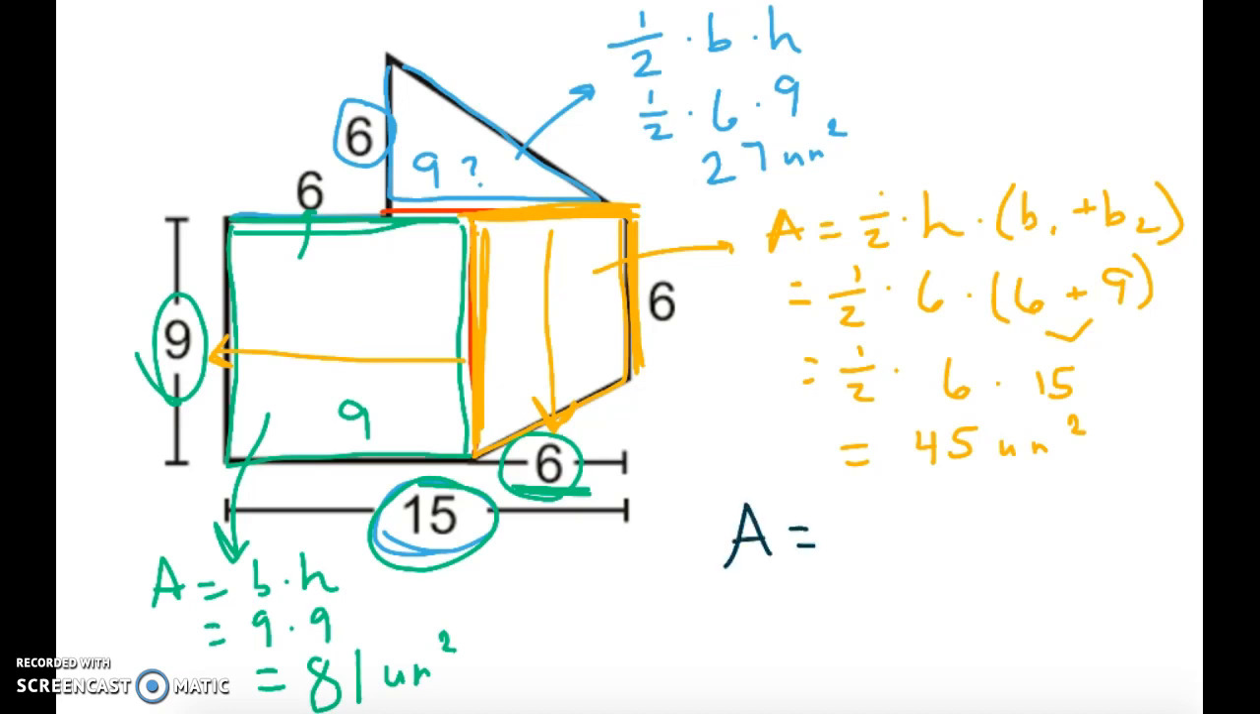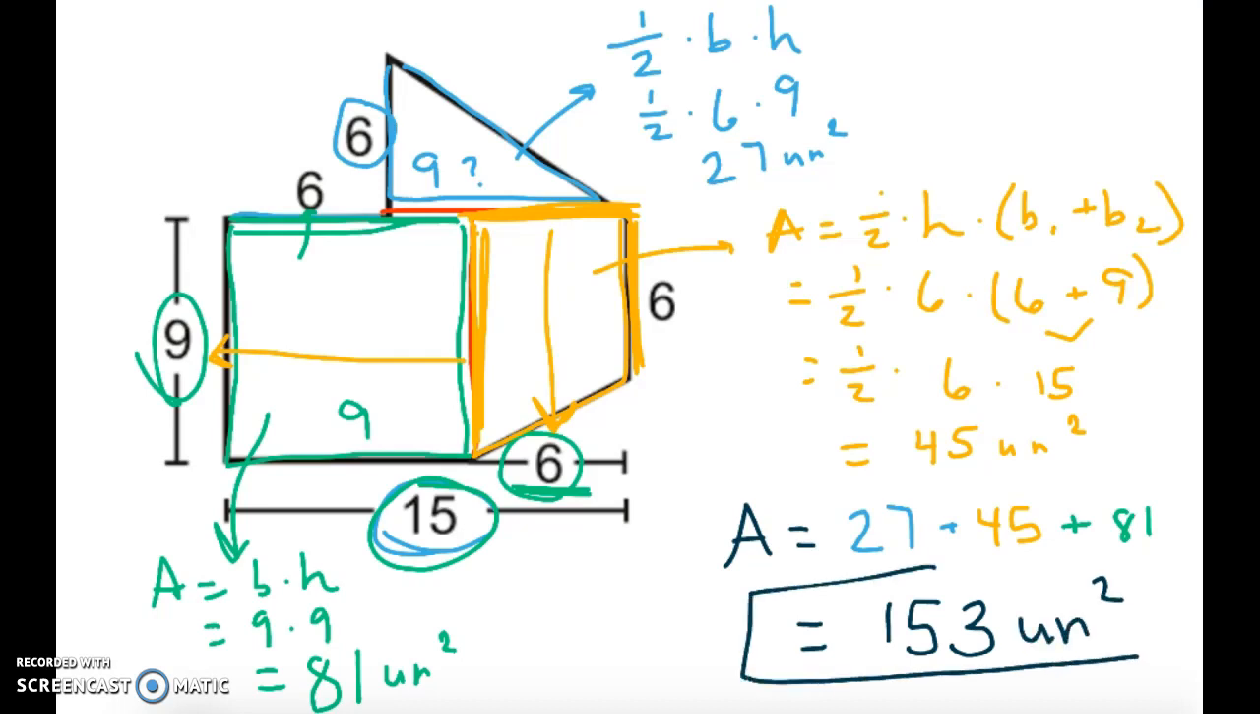The area of our triangle up top we saw was 27. The area of our trapezoid was 45. And the area of that rectangle was 81. So if I add all of those together, I get the area of this large shape is 153 units squared.